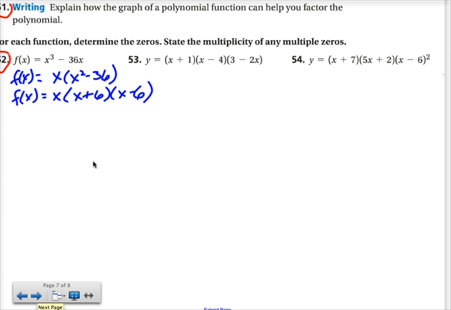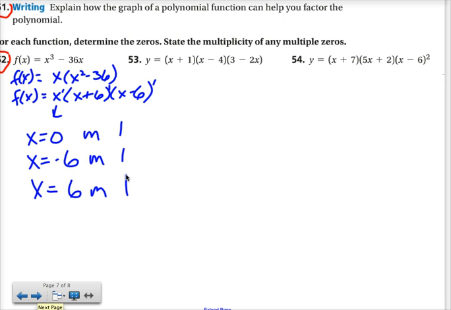And there we go. We have this one, which would be x equals 0, and that would have a multiplicity of 1 because it's to the first power. And then x equals -6 would have a multiplicity of 1 because we have those little imaginary ones sitting up there for those powers. And then x equals 6 also has a multiplicity of 1 because that's also to the first power. So remember, those powers help you out with the multiplicity.